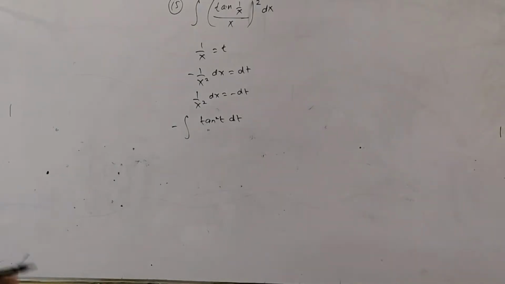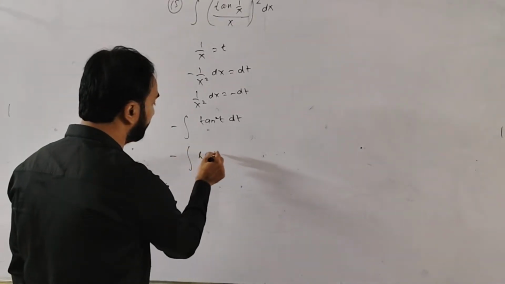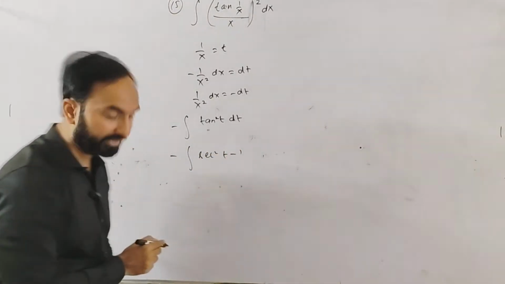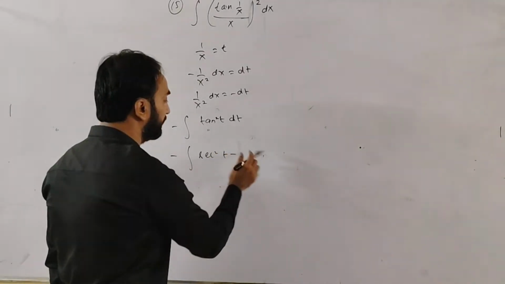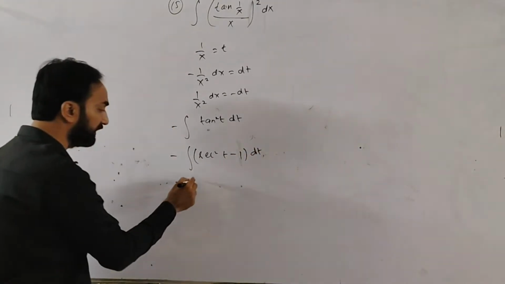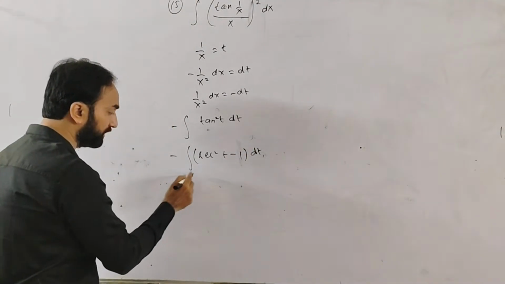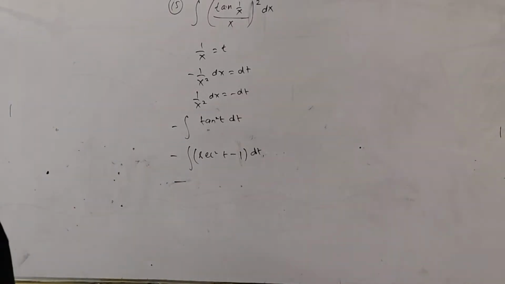Now tan square t can be written as what? Tan square t can be written as secant square t minus 1. So the minus will be here only. I can write it as secant square t minus 1, and this will be dt. Now we have to do the integral of secant square.